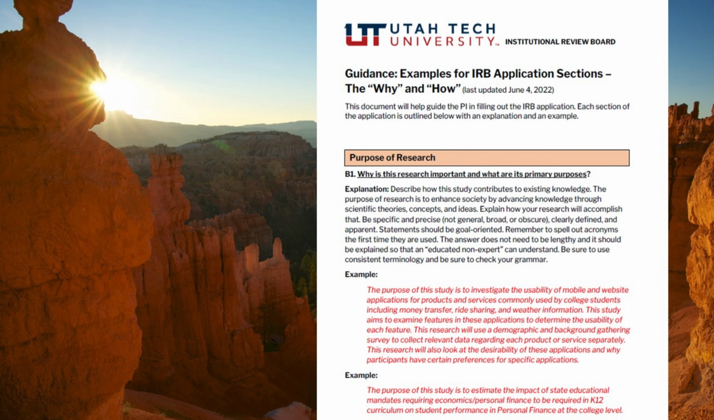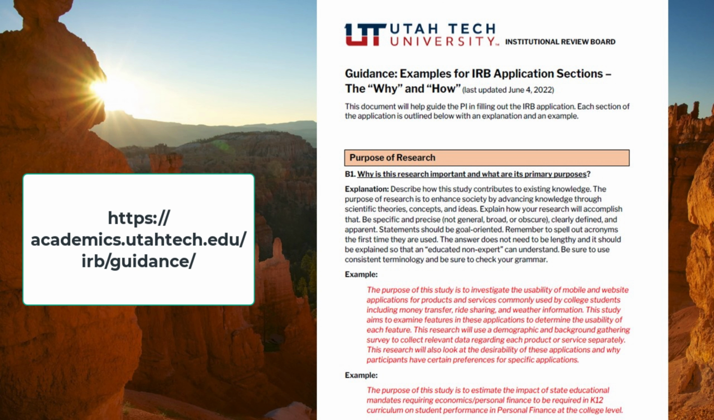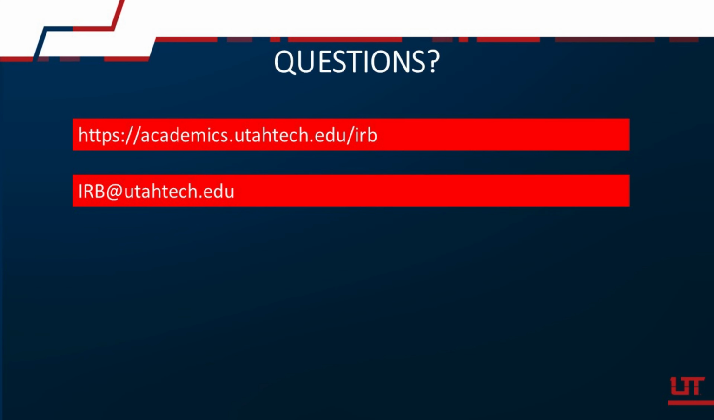On our website, under the Guidance and Policy tab, we have a document titled Examples for IRB Application Sections. This document outlines the why behind each question on the application, and then gives examples of what it might look like once filled out. This will obviously vary depending on your research proposal. If you have any questions, please feel free to contact the Utah Tech University IRB.